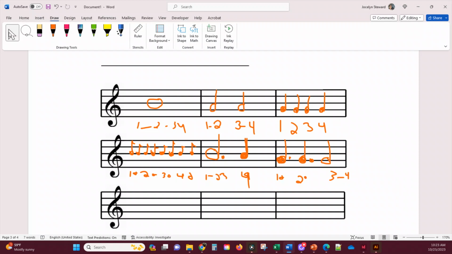So let's clap this out right quick. 1, 2, 3, 4. 1, 2, 3, 4. 1, 2, 3, 4. 1 and 2. 1 and 2 and 3 and 4. 1 and 2 and 3 and 4 and 1, 2, 3, 4. 1 and 2 and 1, 2, 3. Or 1 and 2 and 3, 4. So let's sing this.